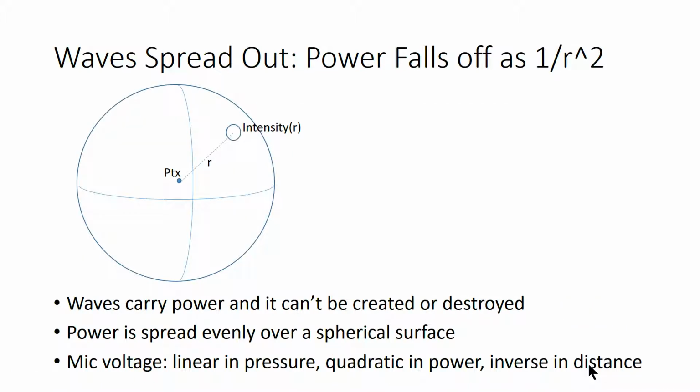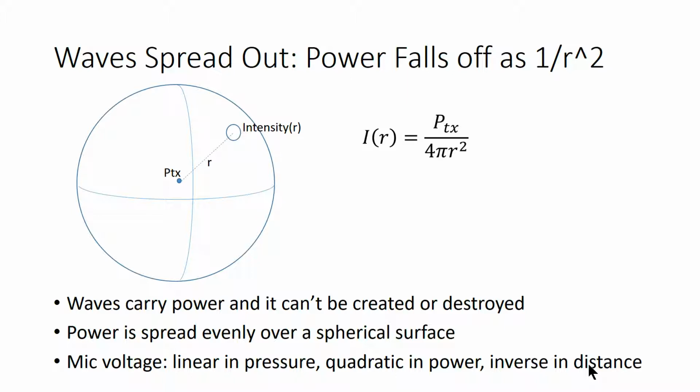So if we want to figure out how much quieter a wave gets as it spreads out, we can make a pretty simple mathematical model that helps us understand it. First, we imagine there's some power source that's creating waves. That's P_TX in this picture, which stands for transmit power source. Waves spread out around P_TX spherically, so the transmit power gets spread out evenly over a sphere. That means the intensity, or power per unit area, at the sphere's radius is given by I(r) equal to P_TX over 4 pi r squared.